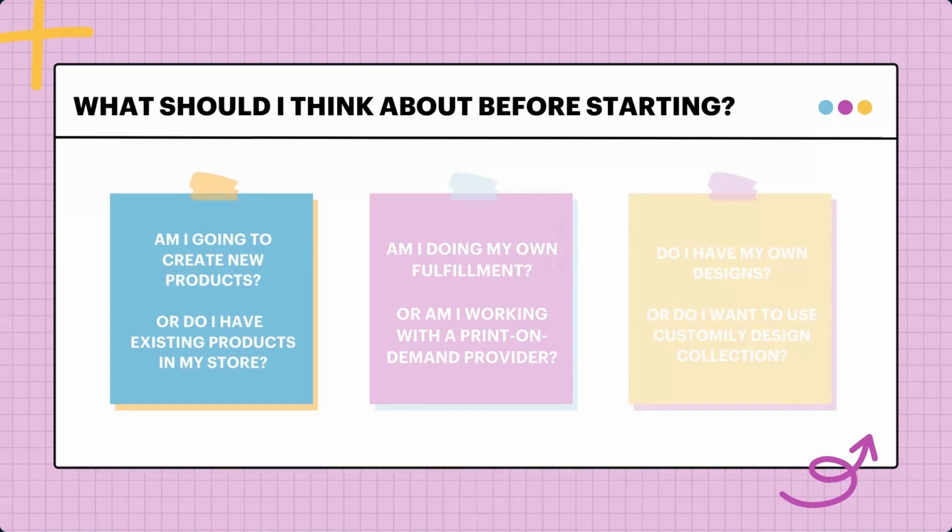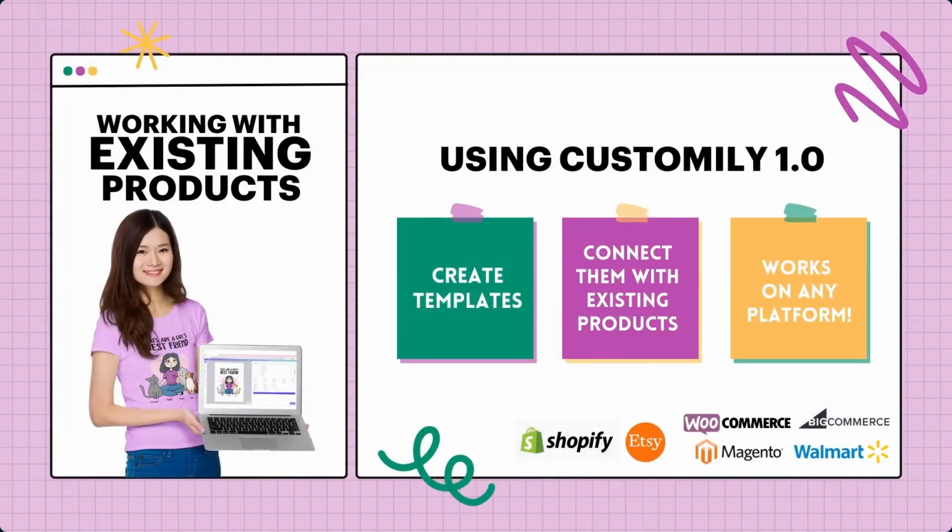If you are working with existing products, you will use what we call Customily 1.0. With this, you will be creating templates from scratch and then linking them to your existing products, all from the app itself. The options that your shoppers will use will be created automatically, so you don't need to worry about having to code anything. This direct way of using Customily is available for all e-commerce platforms that we integrate with, and you can see them on the slide as well as any custom coded store.